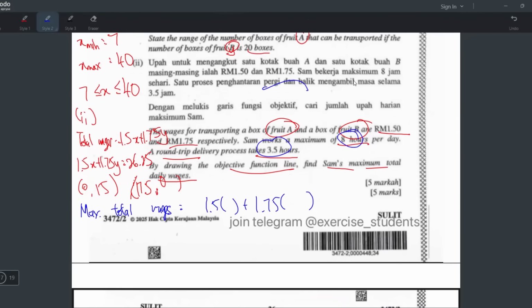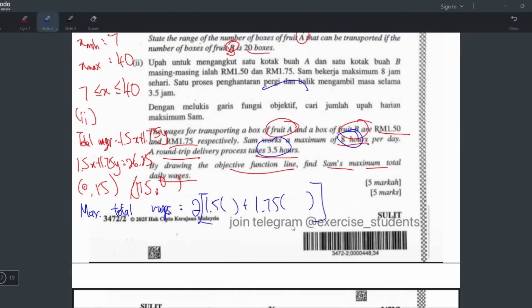So let's think about this logically. Usually if you work as a lorry driver transporting goods, how is your wage calculated? The amount of time you spend driving, right? And if it's a round trip, going and coming back, I think your wages have to be times 2 here. Later we have to times 2.